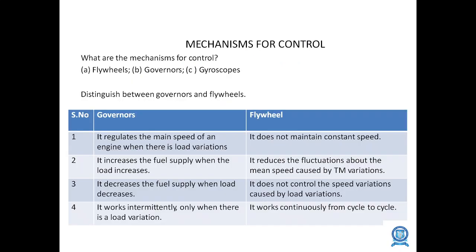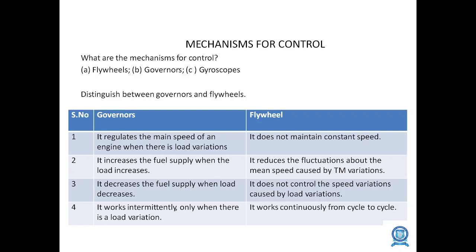So mechanisms for control. What is mechanisms for control? So we have three different types of mechanisms to control the speed. First one flywheel, second one governors, and third one gyroscope. So first we should know the difference between governors and flywheel. The first difference is the governor regulates the mean speed of the engine when there is load variation, whereas the flywheel does not maintain constant speed.